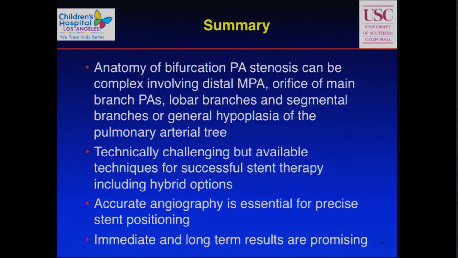Let me just summarize that the anatomy of bifurcation stenosis can be complex, involving the distal MPA, the orifice of the main branch pulmonaries, the lobar branch, the segmental branch, as well as generalized hypoplasia of the entire pulmonary arterial tree. Technically, these are challenging, but there are techniques you can use to successfully put in the stent, including hybrid options. You need accurate angiography as well as precise stent positioning, and the immediate and long-term results are promising. Thank you.